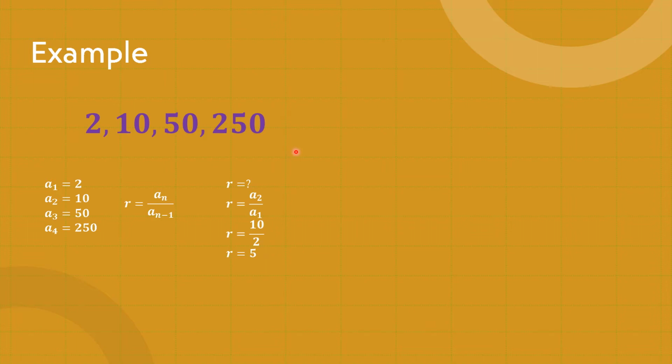Now, let's try another one. We try A sub 3 over A sub 2. That's 50 over 10, and the answer is 5. Therefore, we can conclude that the common ratio of the sequence is 5.